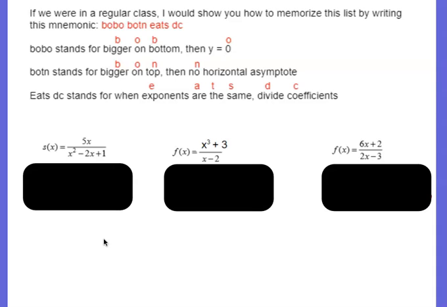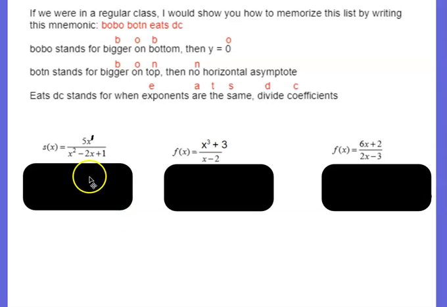On this first one, let's do horizontal asymptotes first. You notice that there is a 2 for the exponent in the denominator, and the numerator has an understood 1 exponent, which would mean that the larger exponent is in the denominator, so that's big on bottom. So that means your horizontal asymptote is y equals 0.